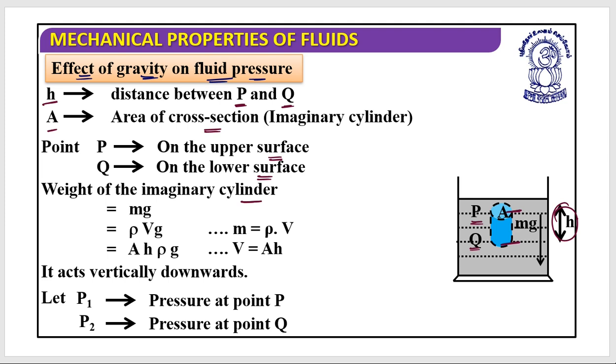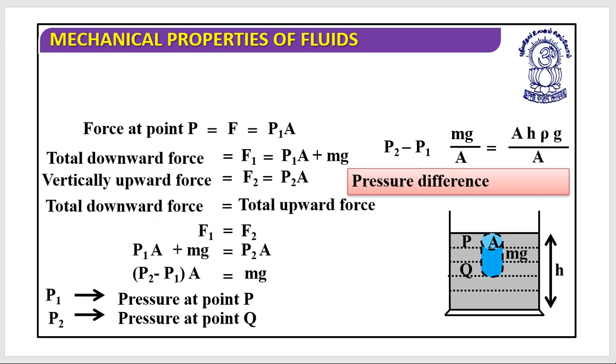We understand that the weight of the imaginary cylinder is m into g. Then m can be replaced by density into volume, and volume by A into h, as we did in the previous slide. So the weight of the imaginary cylinder is A into h into rho into g. Let's suppose that P1 is the pressure at point P and P2 is the pressure at point Q.